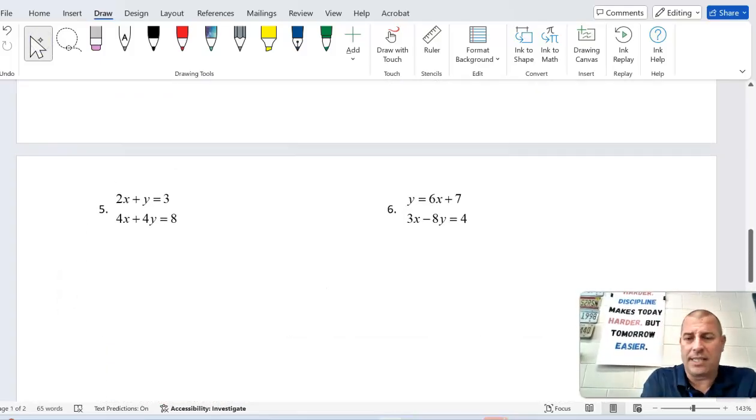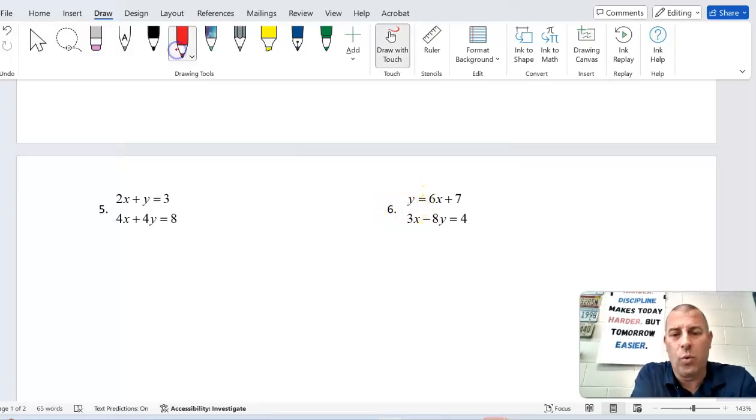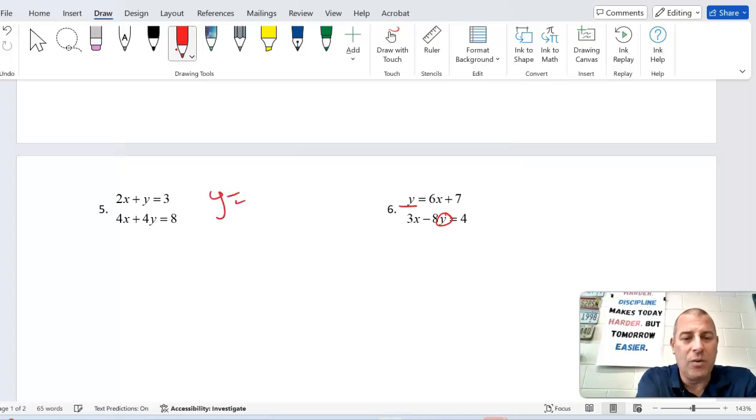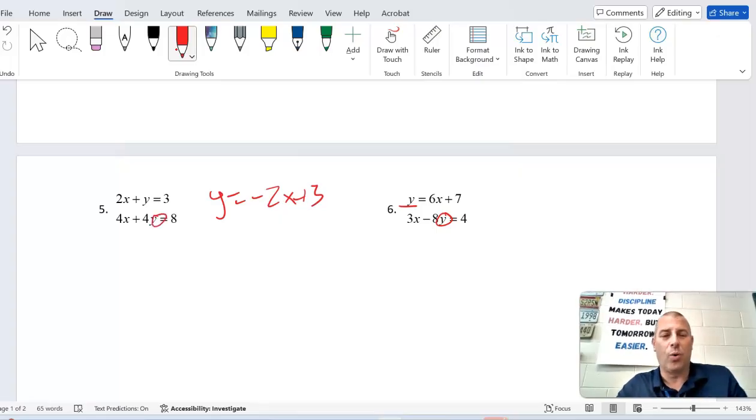Just to take a look at problem 6 here, we're already isolated. Wonderful. We would just plug it in right there. Whereas in problem 5, I'd be focusing on this y right here. So I would subtract my 2x over, so I get y equals negative 2x plus 3. And then again, we are substituting it in for your y right there.